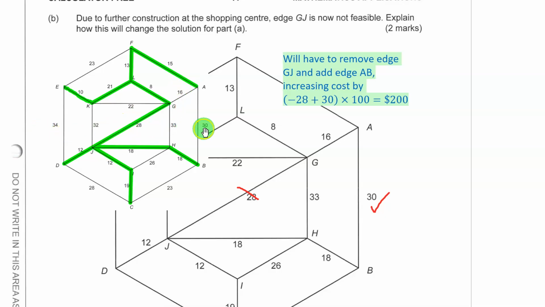And across the middle here, there's a band of large numbers. So because we can't use the 28, we've either got to use the 34, the 32, or the 30 to head south to the bottom half. And so we're going to take the edge from AB. So that means we take out the 28, but we're going to replace it with the 30, edge AB. That's going to increase things by 2, but when we multiply by 100, that's an extra $200, and we will say that we will add edge AB instead of GJ, which will increase the cost by $200.